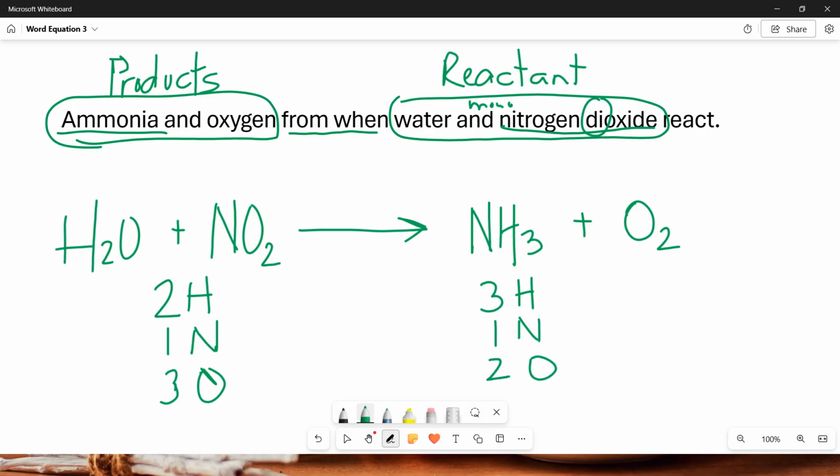So let's start with the hydrogens. We have 2 and 3. We can't make them equal each other, but we can make them equal 6. So I'm going to put a 2 here. That's going to change it to 6 hydrogens and 2 nitrogens. On this side, I'll put a 3 in front of the water. That changes that to 6.